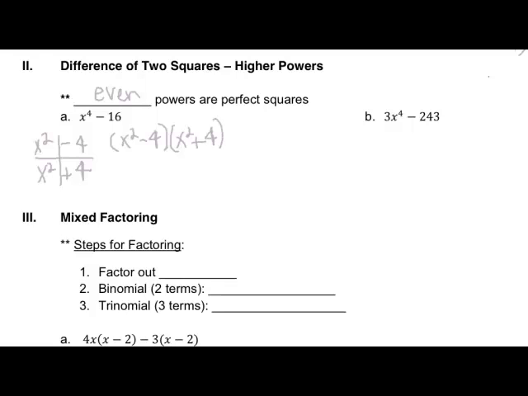Now if you notice here, we have x squared minus 4. Notice we have perfect squares again. So x squared minus 4 can factor again.